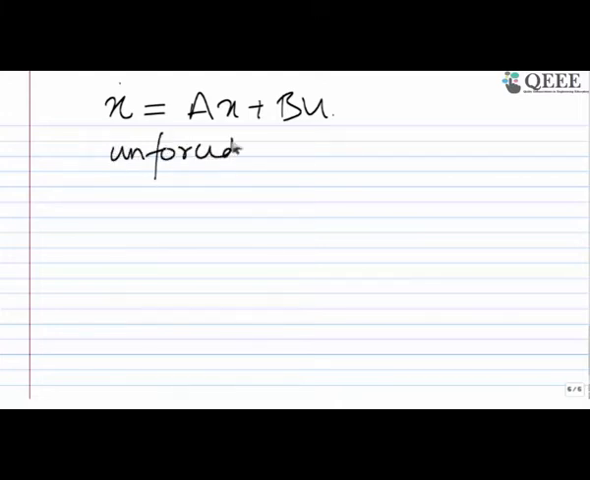So let's write our state equation, which reads x dot is equal to Ax plus Bu. When I say the unforced system, it means that I'm putting u equal to 0. That is to say, an unforced system is also called the autonomous system, which depends only on the initial conditions of x. So I represent x dot is equal to Ax.